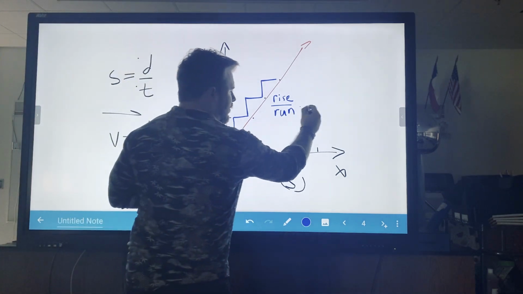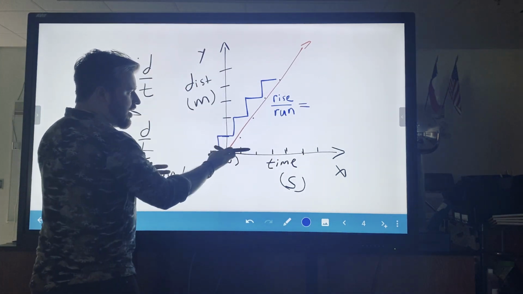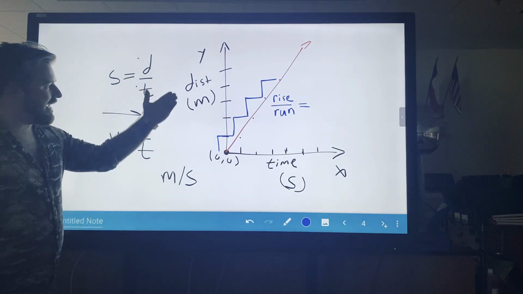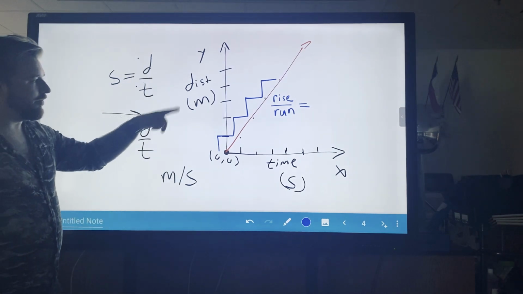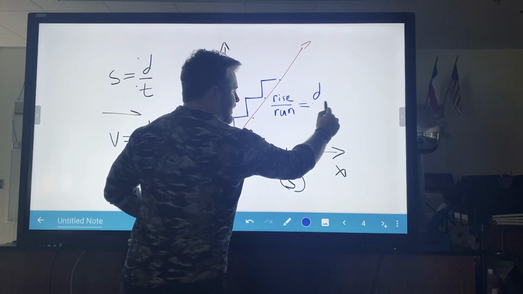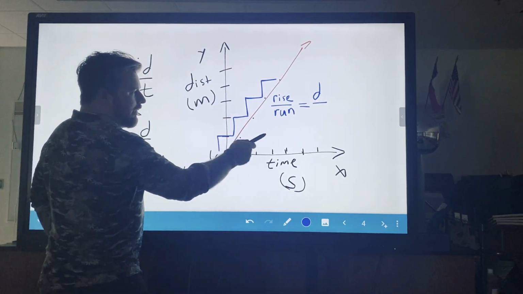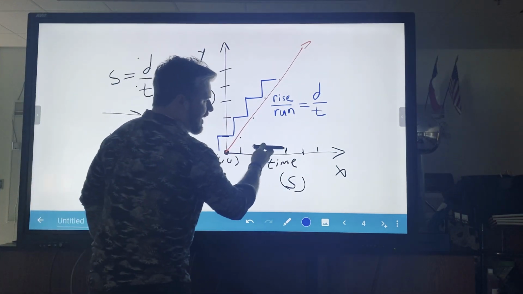So look at rise. What does it mean to rise on this graph? Look at my variable. I get distance. I go 1 meter. My distance is rising. What am I running? My time. My time is my run.